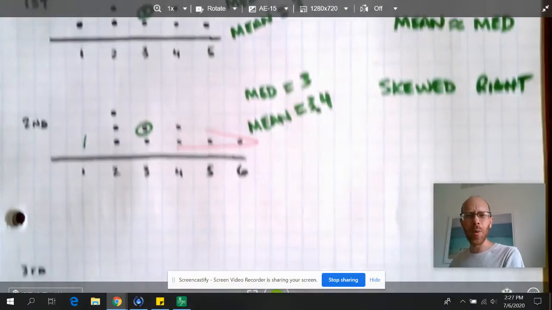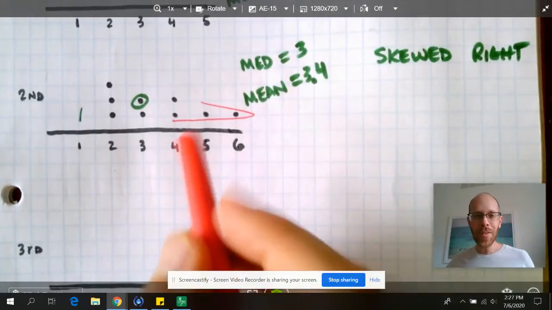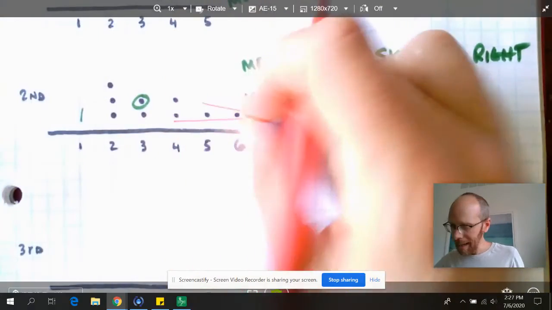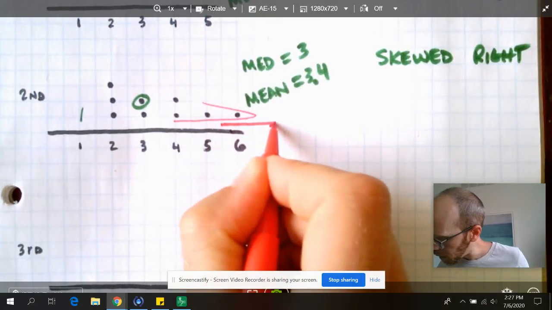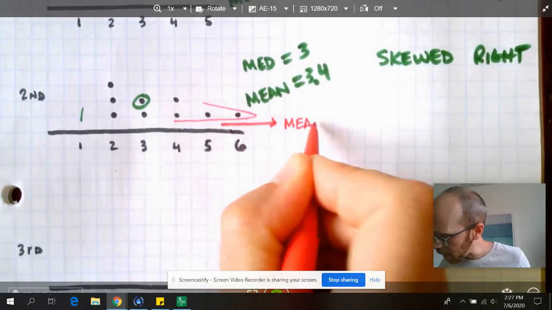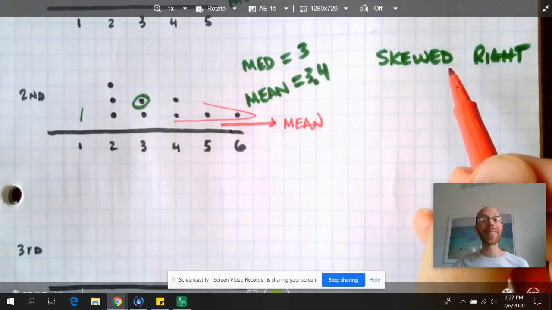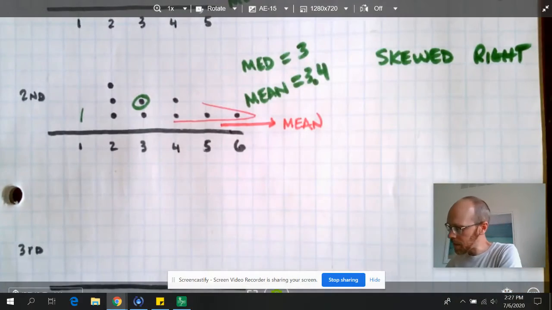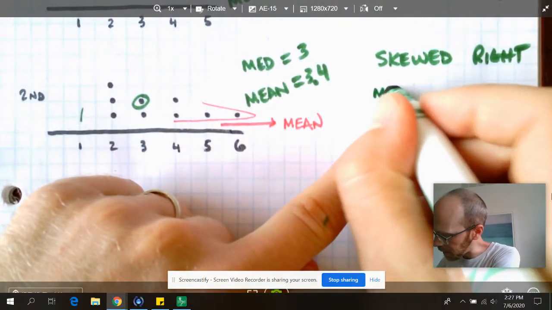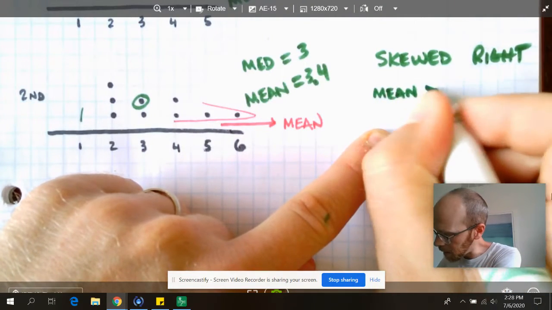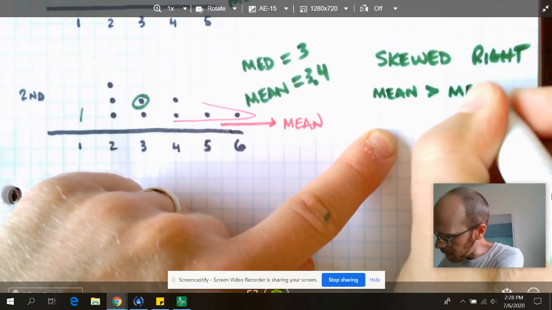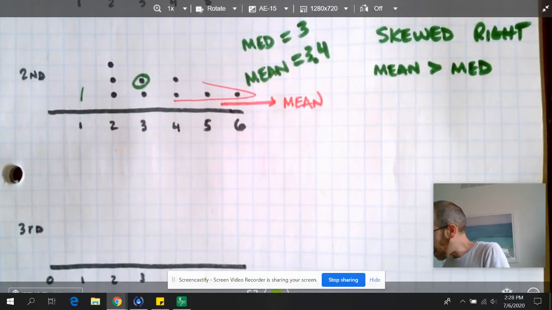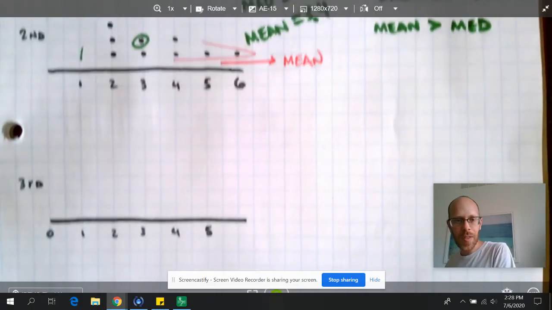And here's the big takeaway that I want you to have from today. When something is skewed to the right and you get that tail, by pulling on that tail, it pulls the mean with it, which is why for this skewed right distribution, the mean ended up being larger than the median. This is going to be one of our rules. In skewed right, mean grows larger than median.